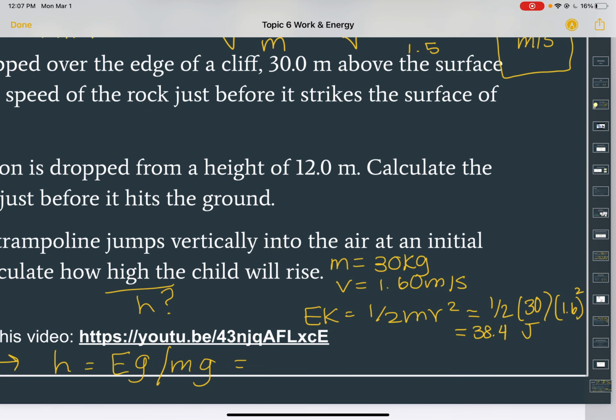I'm going to use that in the place of EG in the formula there. So when I try and figure out the height, I'm going to use 38.4 joules divided by my mass, which is 30, multiplied by my gravity, which is 9.81. And figuring that out, it should give me my answer for the height of the child above the ground on the trampoline. So I just need to calculate that, 294.3.